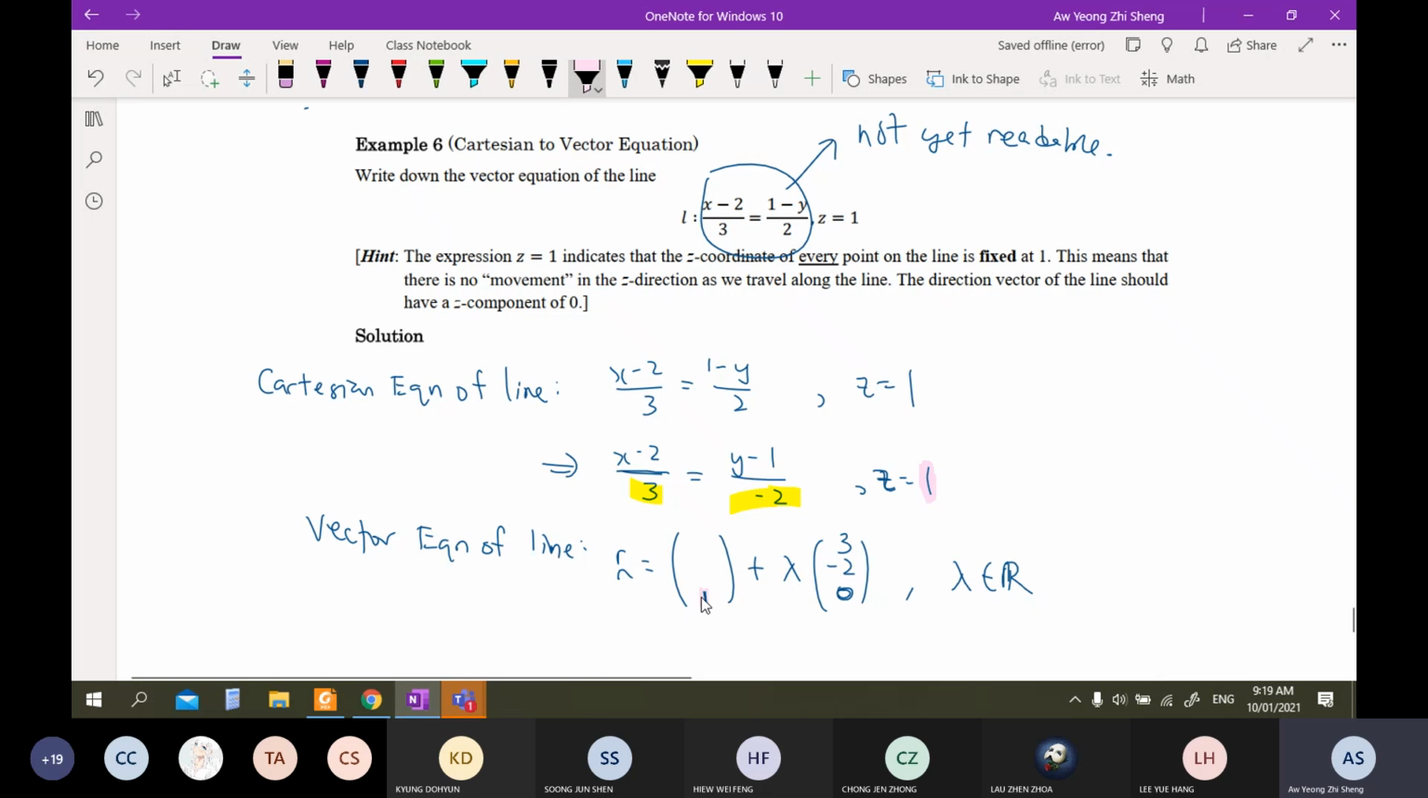This number just transferred over here. Then the x and y coordinates of the fixed point are easy. You just read the number after the negative in the numerator. So it's 2 and 1 filled up here. 2 and 1. That's it, done.